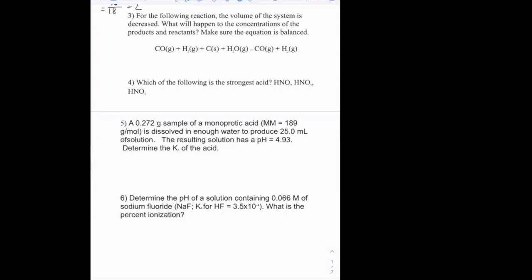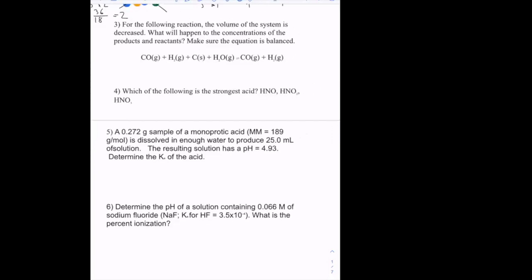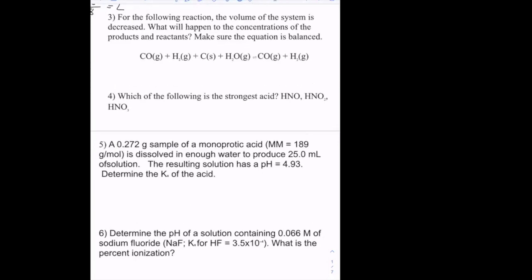Sorry. So looking at this, basically, as you increase the volume, it's going to move to the side that has more moles. If you decrease the volume, it'll move to the side with fewer moles. The trick for this problem is that it's actually not balanced to start with, and you only look at moles of gas, since only gas takes up space.